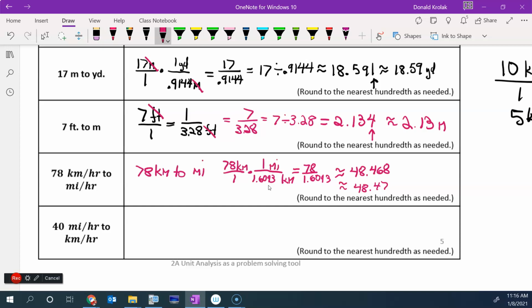This is going to be miles. And so now I can write this as miles per hour. So you'll notice both of these, like on your speedometer, in case you're driving in Canada or Mexico and you want to be sure that you're going on the speed limit.